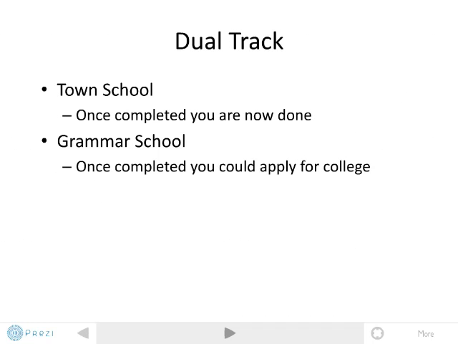The dual track sets up what is known as tracking. The town school, once you completed, you were done. You could go work and live your life and be happy and have kids. The grammar school, once you completed, you could go to a college.